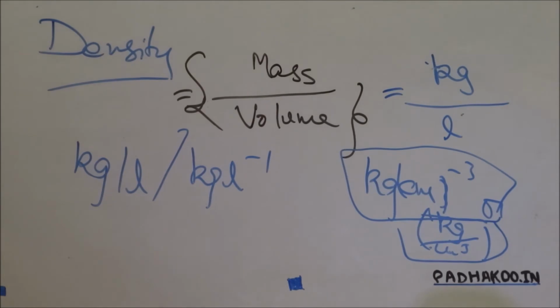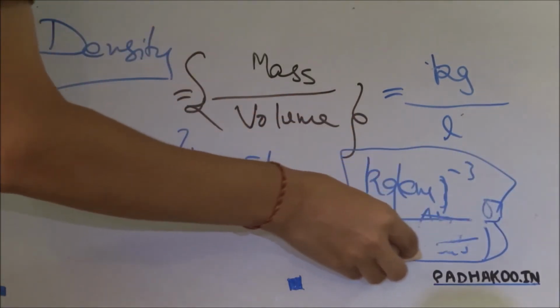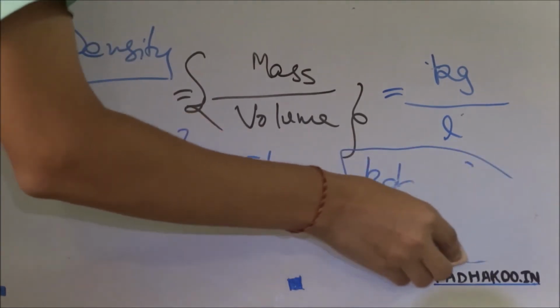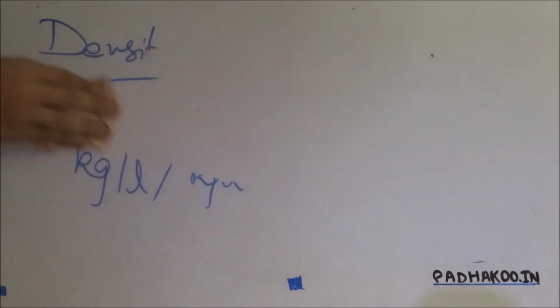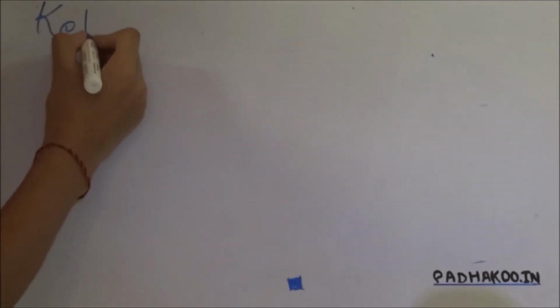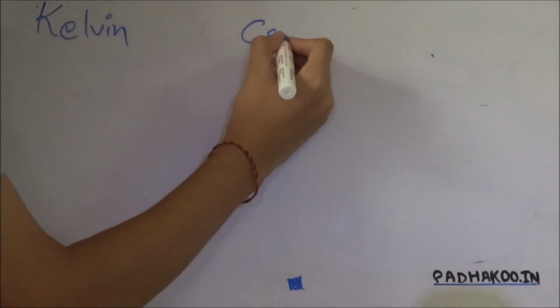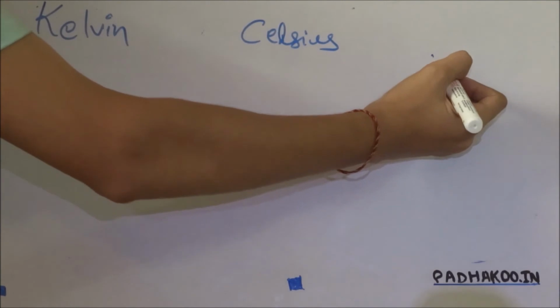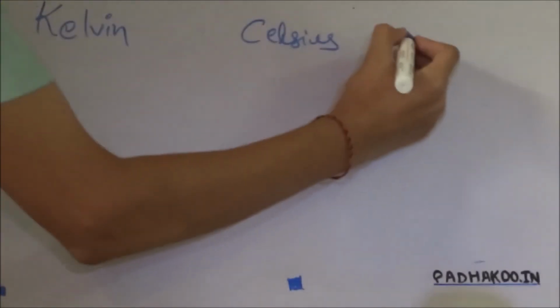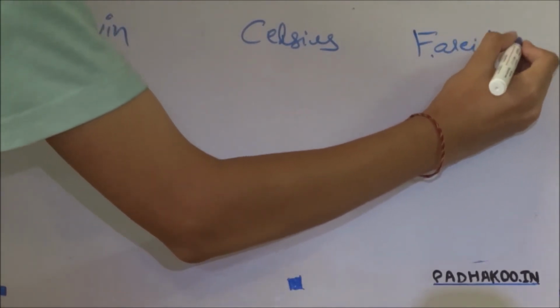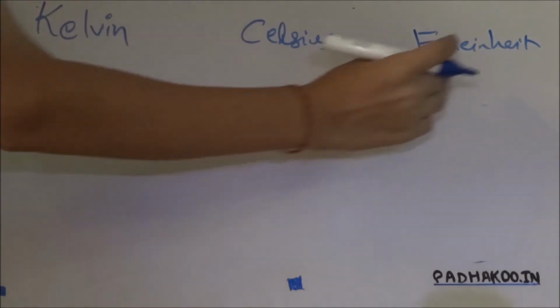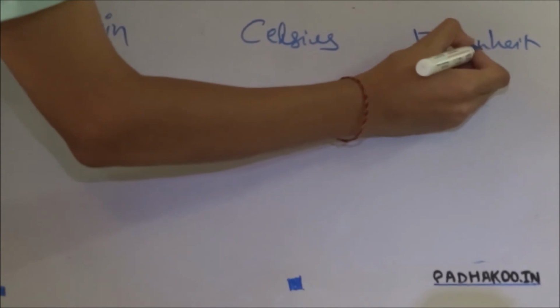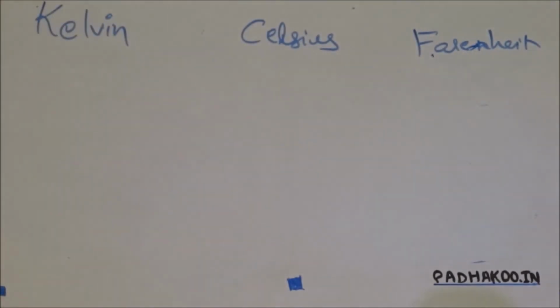Now coming to temperature. That's a basic unit, not a derived one, but there are different scales of temperature, like the Kelvin scale, the Celsius one, and the Fahrenheit scale. The SI one is the Kelvin scale, but more scales are there, so we have to study them. Yep, it is Fahrenheit. Sorry, there was a spelling error. So there are 3 scales: Kelvin, Celsius, and Fahrenheit.